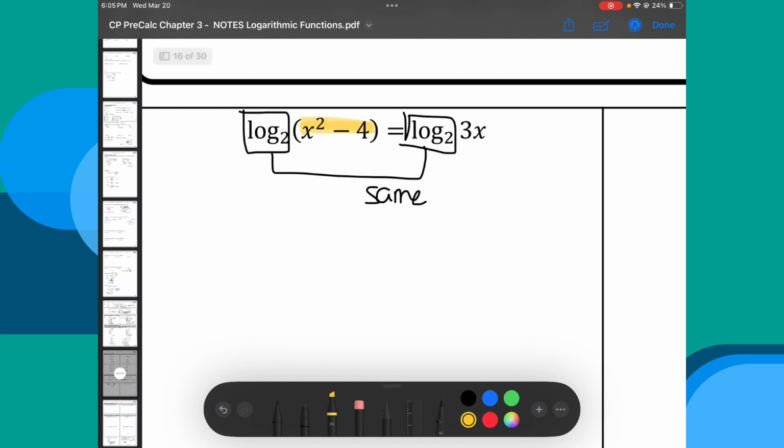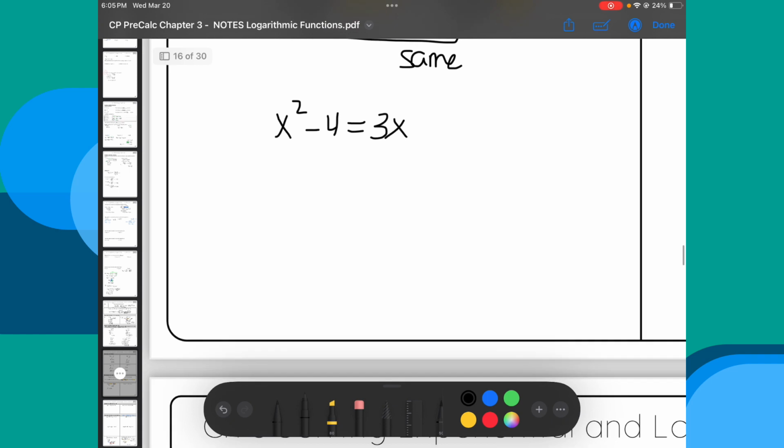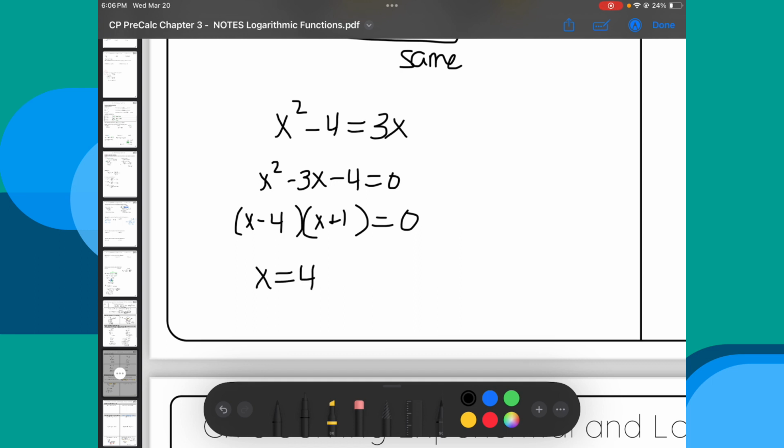Because those are equal, x squared minus 4 is equal to 3x. So we can set x squared minus 4 equal to 3x. Well, that's a quadratic, so you know how to solve a quadratic. So x squared minus 3x minus 4. Check for factorability. Do we know any numbers that multiply to -4, but if I add them together, I would get -3? Hopefully you came up with -4 and +1. So x is equal to 4, and then x is equal to -1.